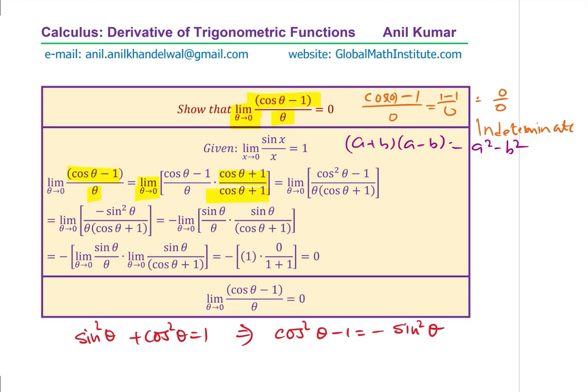This is important. Negative sine square theta comes in the numerator. Denominator remains the same, theta times cos theta plus 1. Now, negative can be taken outside. We have sine theta square, which could be written as sine theta times sine theta. You get the idea? And we have distributed the denominator as shown here. Smart move. This is in fact a very smart move.